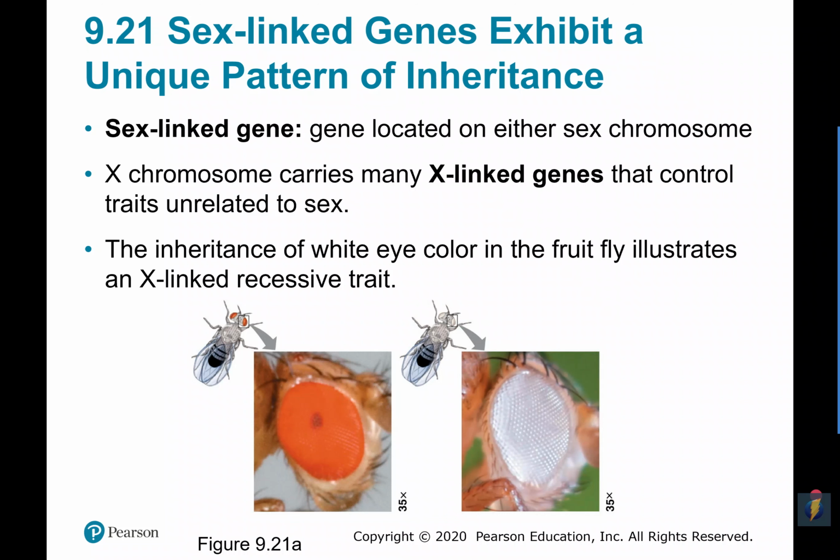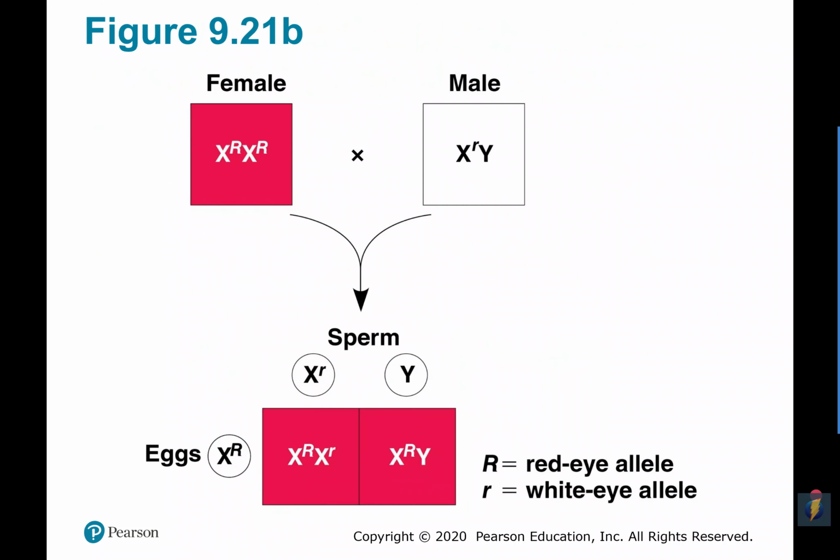For instance, in fruit flies, if you have a fruit fly that has a white eye color, this is a recessive trait that is inherited from the X chromosome. Now, eye color doesn't have anything to do with sex, but it is a sex-linked gene because the gene for eye color is attached to the X chromosome.